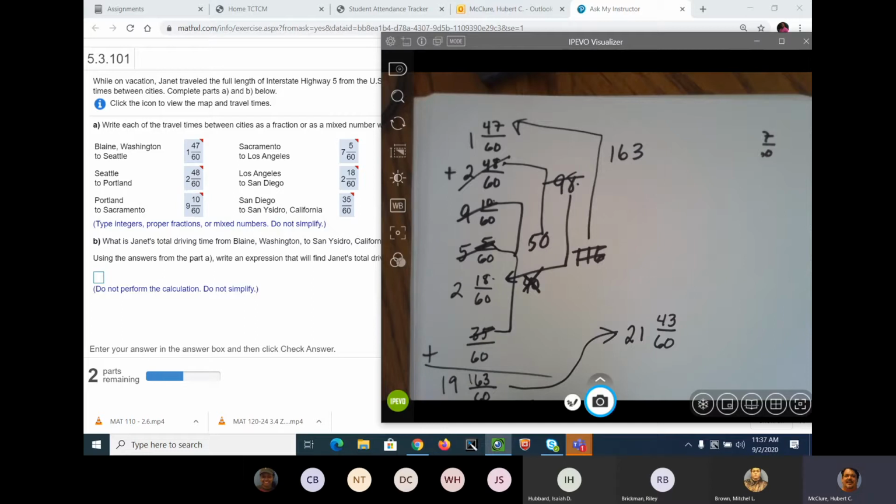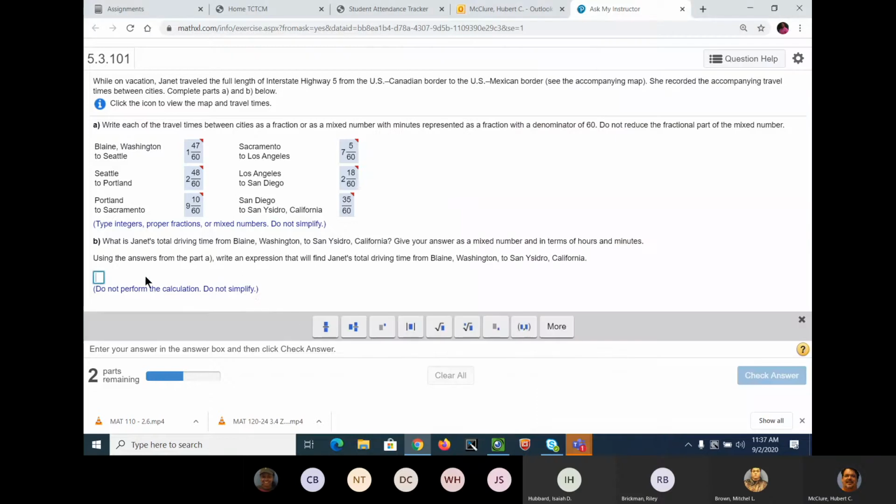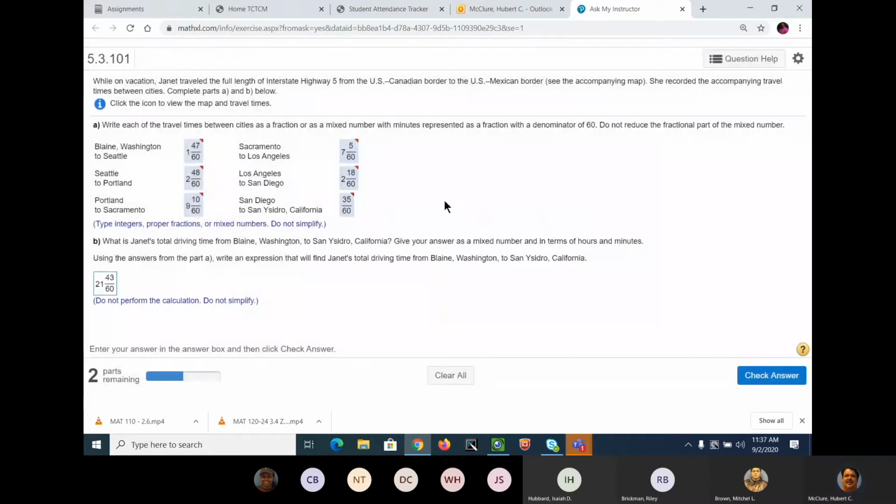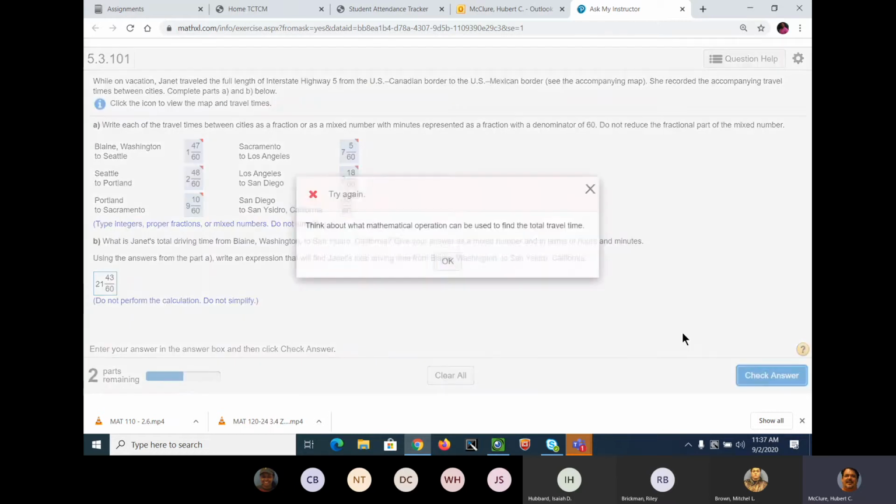43 is a prime number. So I would bet you that's the answer. Okay. So I would say 21 and 43, mixed number, 21 and 43 over 60. Okay, they must need to reduce it. 3, I don't know if 3 will go in there. 2 won't go in there. Unless I added wrong. Somebody check me and see if I added wrong.